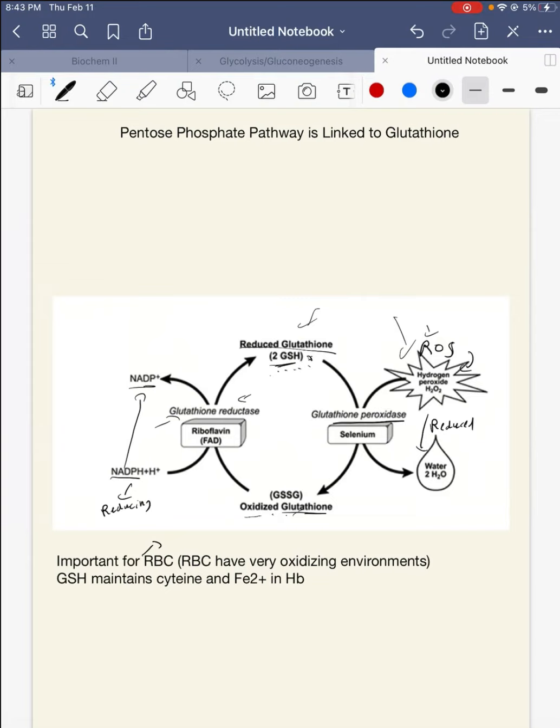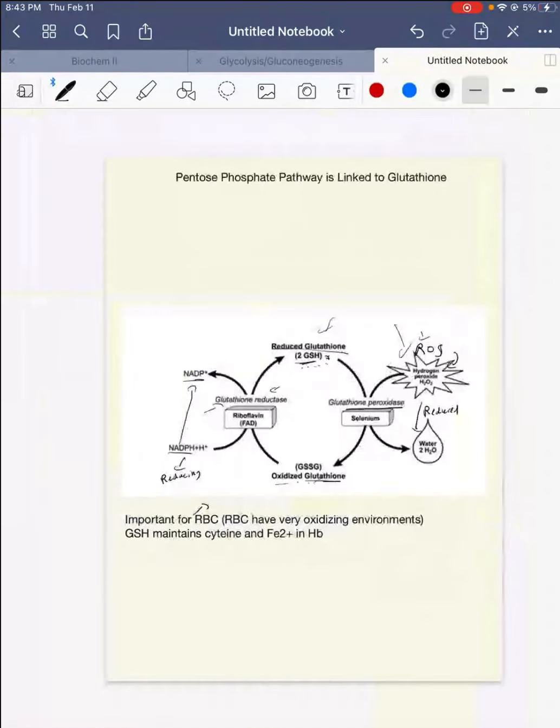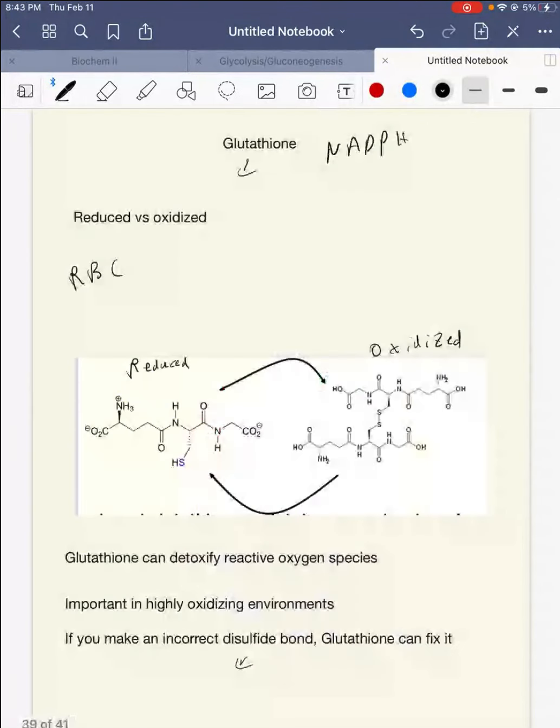So whenever there's a lot of reactive oxygen species, and whenever there are antioxidants such as glutathione participating in the reactions, we'll need a lot of NADPH.